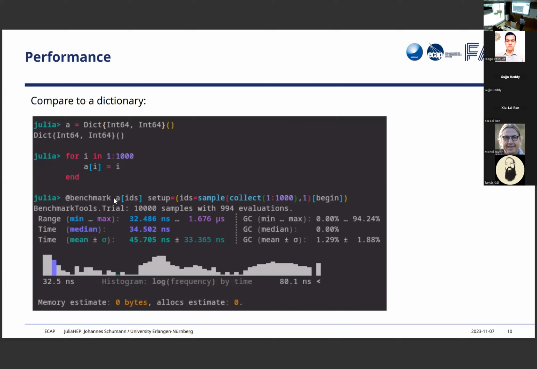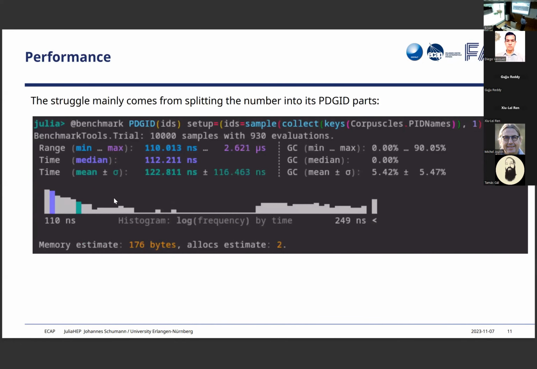And this is why I explained how we parse the PDG ID, because this also takes a lot of this time, to actually parse it every time and then do the lookup. So that's the main thing you need to know about this. But in the end, it's a big lookup table in native Julia.